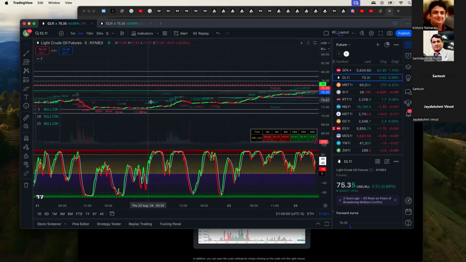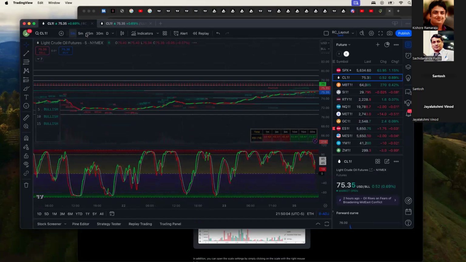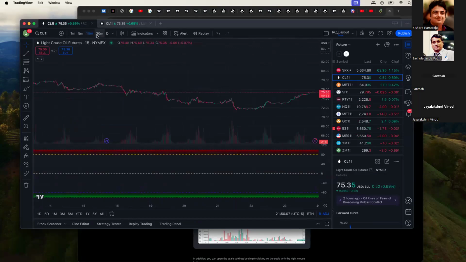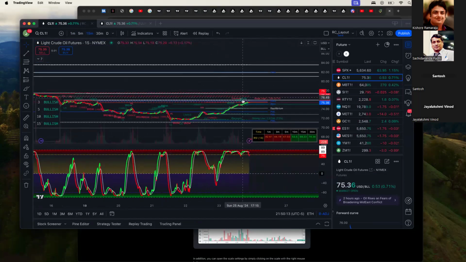Can you see, now with crude, I can't see anything? Nothing, in any time frame, 1 minute, 5 minutes. What do you mean you can't see anything? It is not because of the scale, right? Can you see the scale? It is varying.